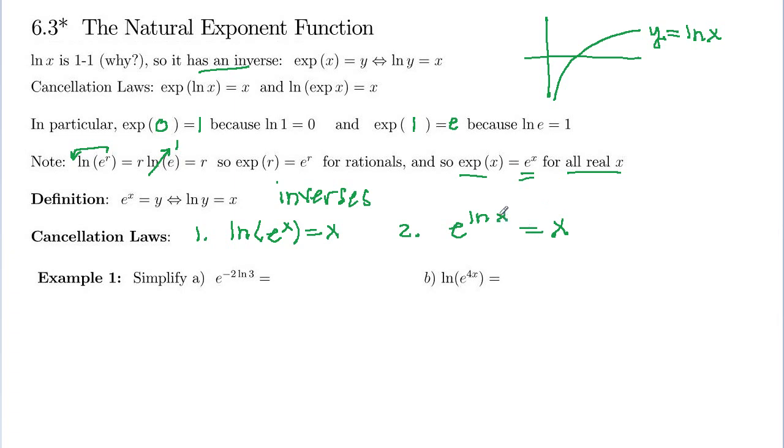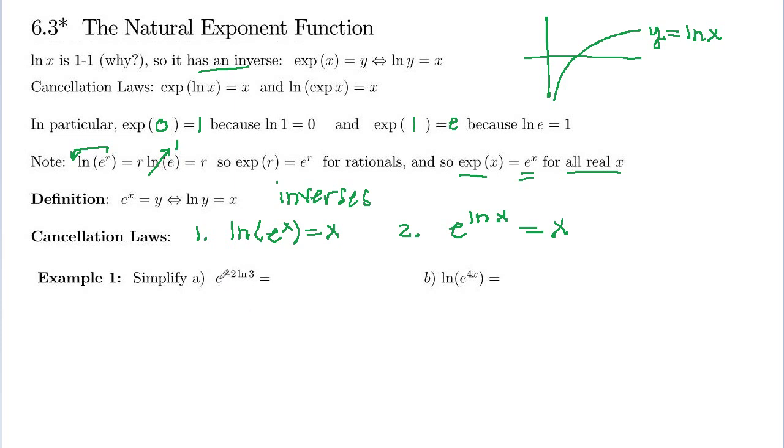Now this one is for x greater than 0, because you can't put negatives into the log. And e to the x is always positive, so this part's okay. So this is for all reals and this is for positive reals. So those are our two cancellation laws. If you start with x, do an exponential, do a natural log, get x back again. Start with x, do a natural log, do e to the x, get x back again. So that's going to let us simplify expressions that involve both exponentials and logs.